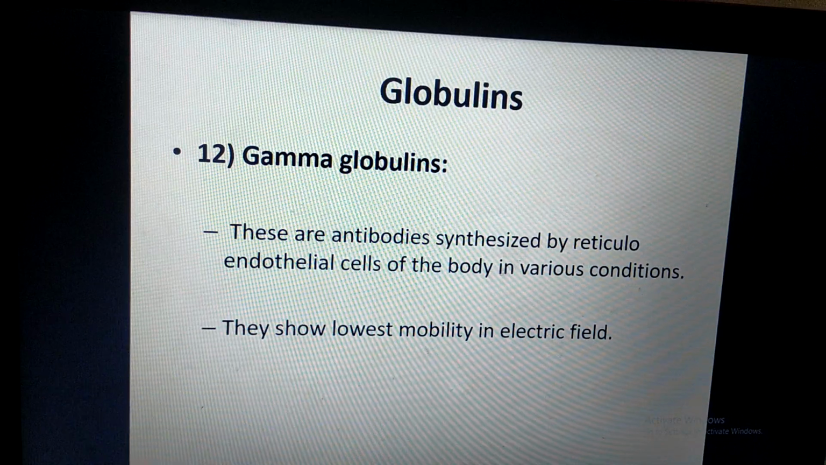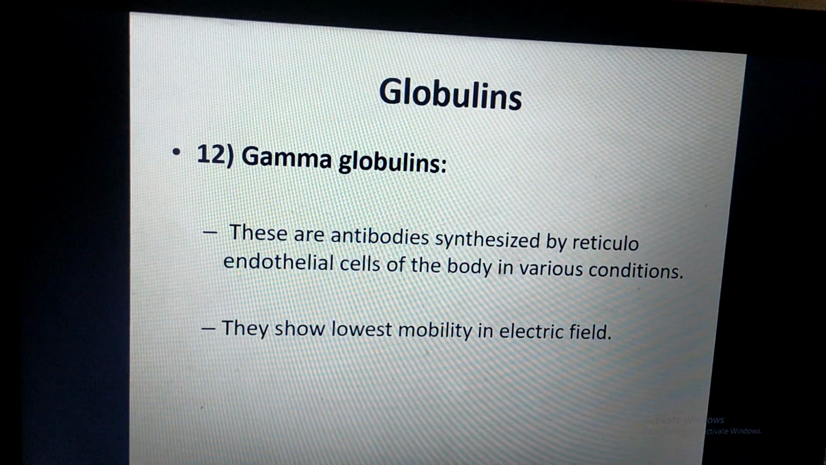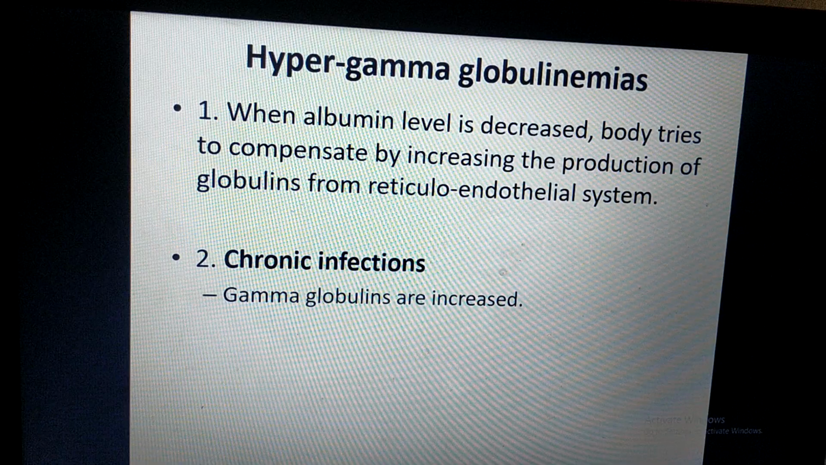Next globulin is gamma globulins. These are mainly antibodies, or immunoglobulins, synthesized by reticuloendothelial cells of the body in various conditions. Hypergammaglobulinemia means increased gamma globulin levels. When albumin level decreases due to various reasons, the body tries to keep the total protein level normal by increasing the production of globulins from reticuloendothelial cells. Gamma globulin levels also increase during chronic infections, as they fight against these infections.